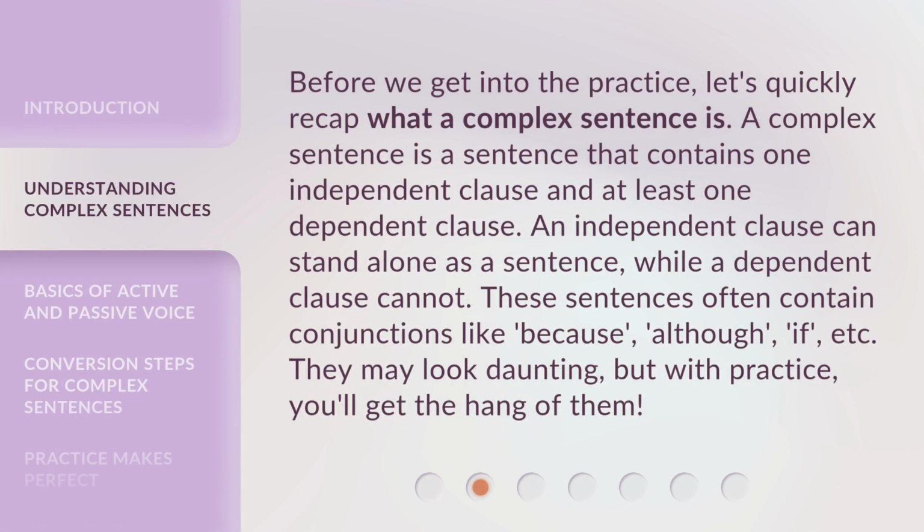Before we get into the practice, let's quickly recap what a complex sentence is. A complex sentence is a sentence that contains one independent clause and at least one dependent clause. An independent clause can stand alone as a sentence, while a dependent clause cannot. These sentences often contain conjunctions like because, although, if, etc. They may look daunting, but with practice, you'll get the hang of them.